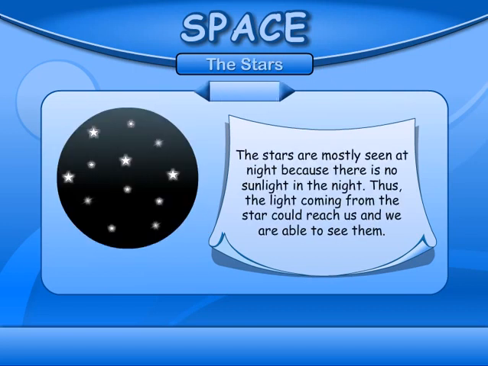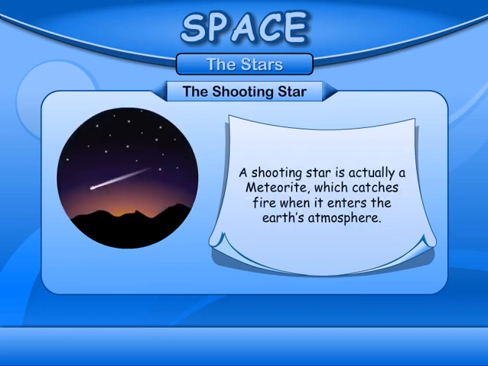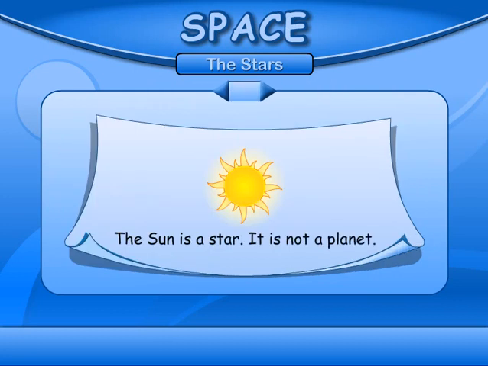The stars. The stars are mostly seen at night because there is no sunlight in the night. Thus, the light coming from the stars can reach us and we are able to see them. The shooting star. A shooting star is actually a meteorite, which catches fire when it enters the Earth's atmosphere. Do you know? The Sun is a star. It is not a planet.